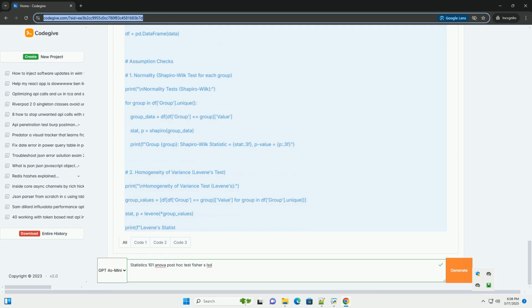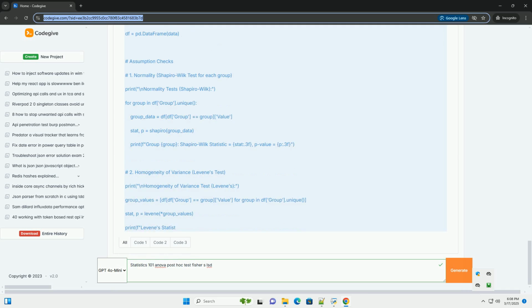Fisher's least significant difference, LSD. Fisher's LSD is one of the simplest post-hoc tests. It's a pairwise comparison test, and it's considered to be one of the least conservative post-hoc tests. This means that it is more likely to find a significant difference between groups than other post-hoc tests. Because of this, it is often used as a starting point for further analysis or as an exploratory tool.